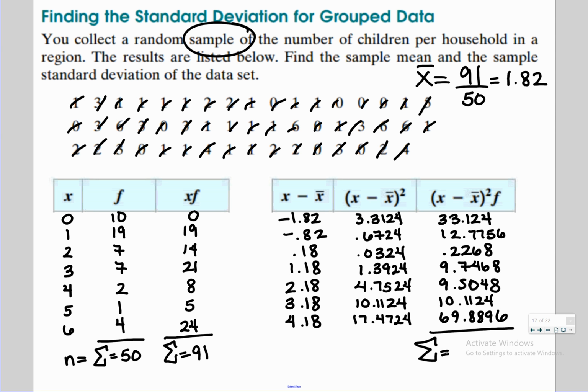33.124 plus 12.7756 plus 0.2268, 9.7468, 9.5048, 10.1124, 69.8896. I get 145.38. All of that work for that single number is what we're looking for.